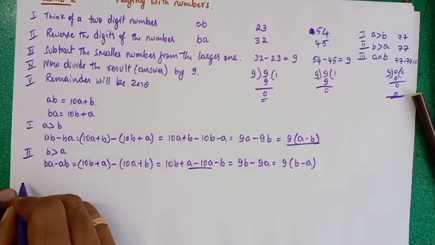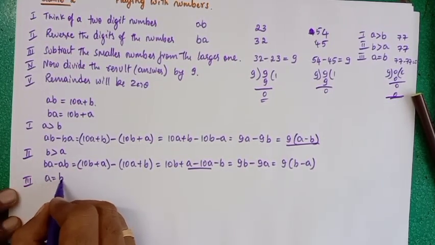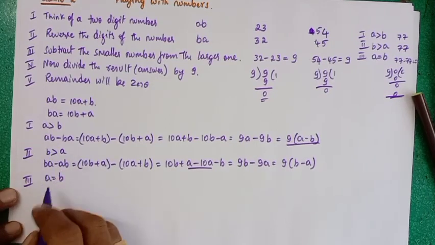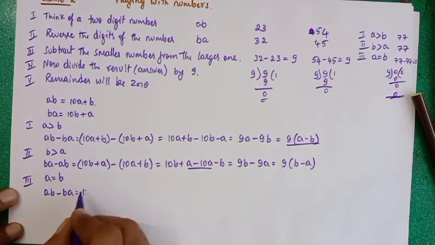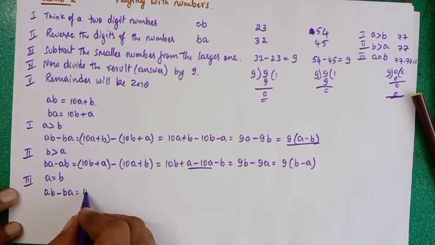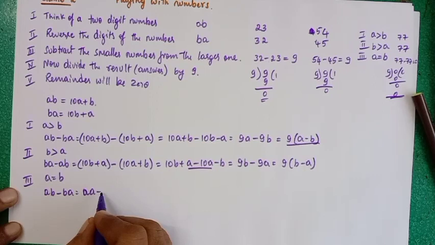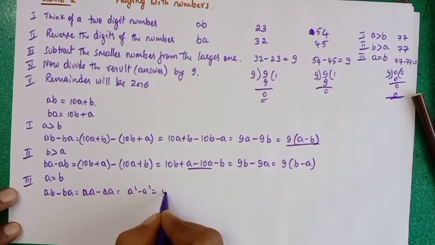In the third case, A is equal to B. So AB minus BA, where all are equal, gives A times A minus A times A, which is A squared minus A squared. So it equals 0.